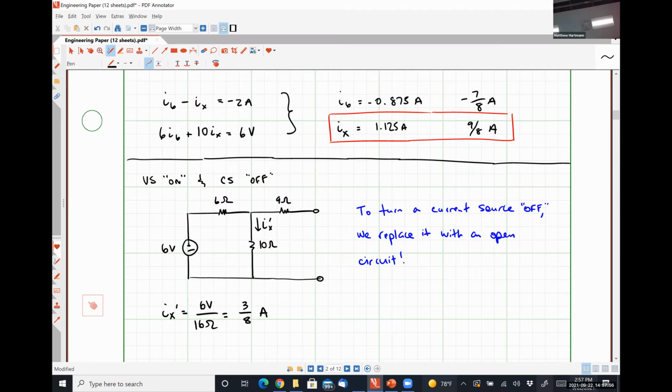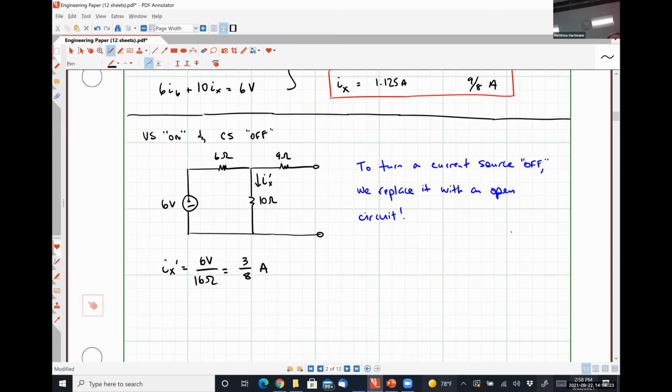Since the 9 ohm resistor isn't part of a closed current carrying path in our circuit, it has no contribution whatsoever to the circuit's behavior. So we effectively have a 6-volt source in series with a 6 ohm resistor, in series with a 10 ohm resistor, and all the current flows in that one little loop. So it's 6 volts divided by the total resistance.